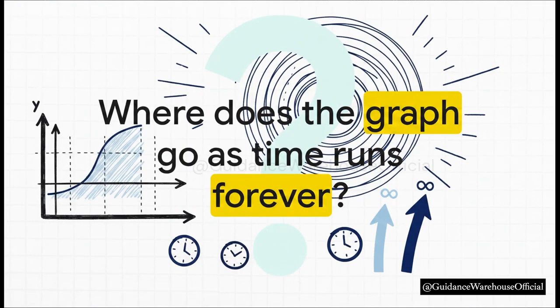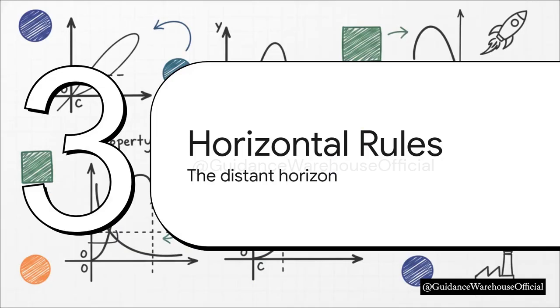Wait, this is really important, so let's pause for a second. We know what happens when the graph hits a local restriction, like dividing by 0. But what happens to the graph when the input gets incredibly large? Like if we let time run for 1,000,000 minutes, where exactly does the graph go? Section 4, the 3 horizontal rules.